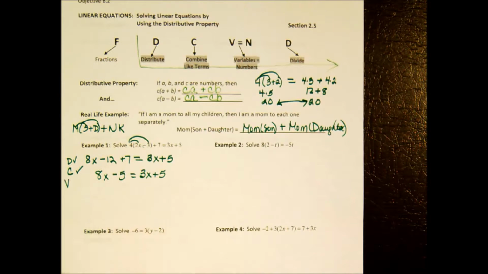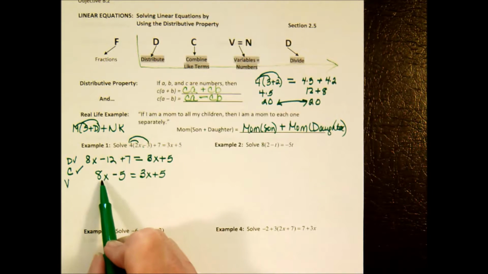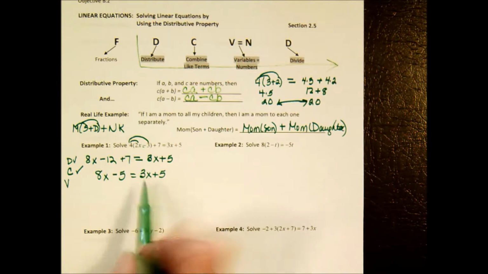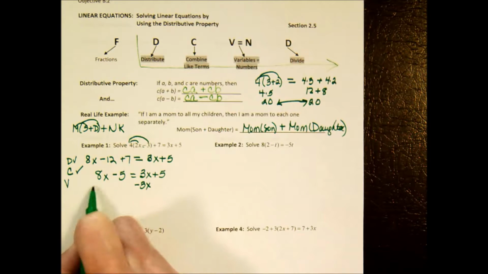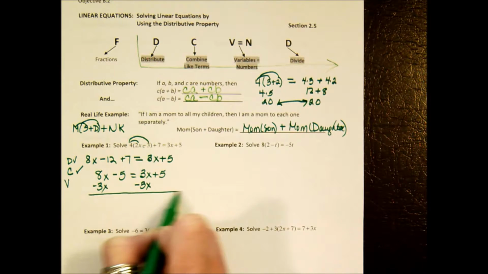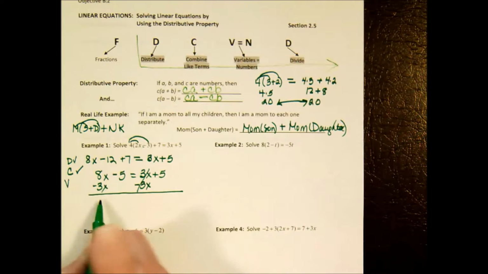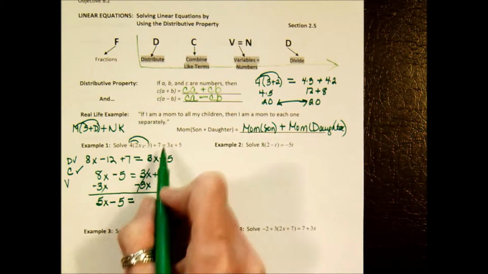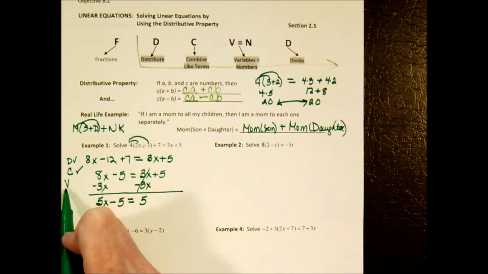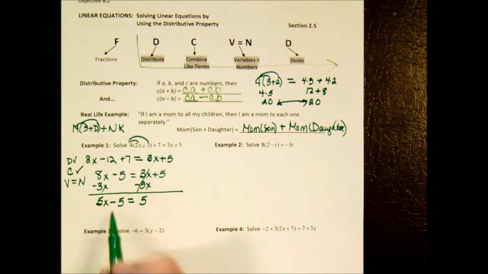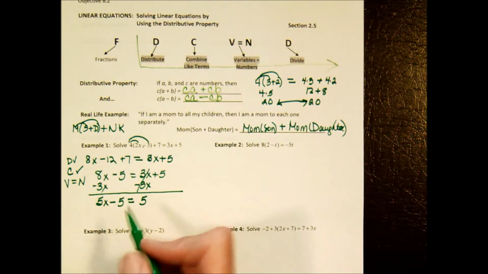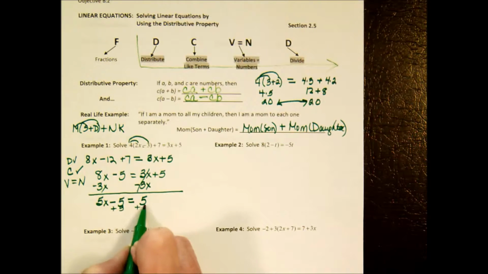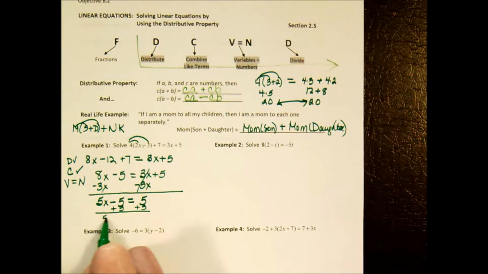Are all the variables together? Because that's the next step. Well, no, because I've got some on the left and I've got some on the right. So I'm going to subtract a 3x. That gives me 8x, take away 3x is 5x. Bring down your negative 5, bring down your equals 5. So the variables are together, but are the numbers all together on the other side? The variables are on the left, so the numbers have to go to the right. No, they're not, but I can do that by adding a 5 to both sides, and I get 5x, this makes a 0, equals 10.